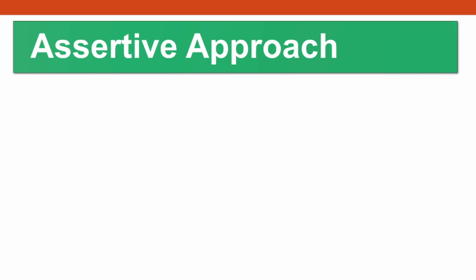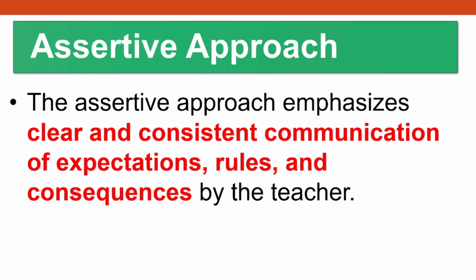Let's start with the assertive approach. The assertive approach emphasizes clear and consistent communication of expectations, rules, and consequences by the teacher. Imagine a classroom where rules are clearly stated, and every student knows exactly what is expected of them. In this setting, the teacher consistently enforces these rules, ensuring that every student understands the importance of discipline.